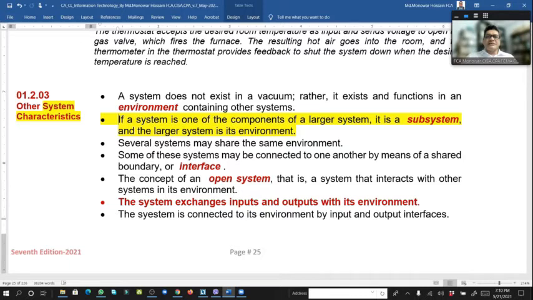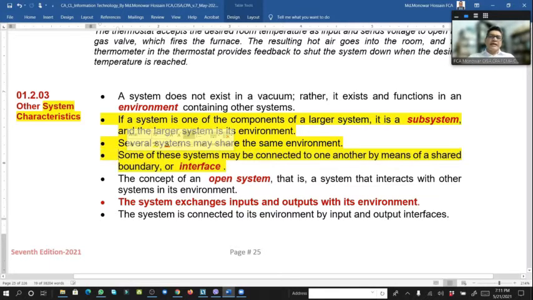Several systems may share the same environment. It is a characteristic of systems. So the system characteristics are: a system needs the environment, and one system is a component of a larger system. It would be the subsystem, and the larger system is the environment. And several systems may share the same environment. Some of these systems may be connected to one another by means of a shared boundary or interface. And all systems have a boundary.